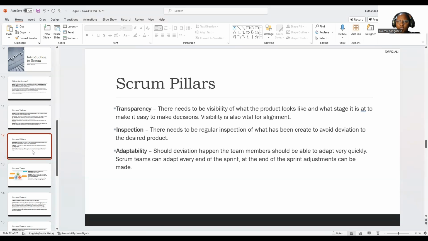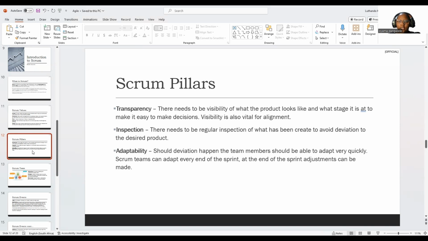Inspection. We need to have regular inspection of our product development to avoid deviation. That is why, at the end of the sprint, we might have our demos with our product owner, so that they look at what we have done. If there is anything we are not aligned on, or if what we have built is no longer required, or it's not what is currently on the market, there's something new, we are able to quickly adjust the plan and go back to the drawing board and fix that.